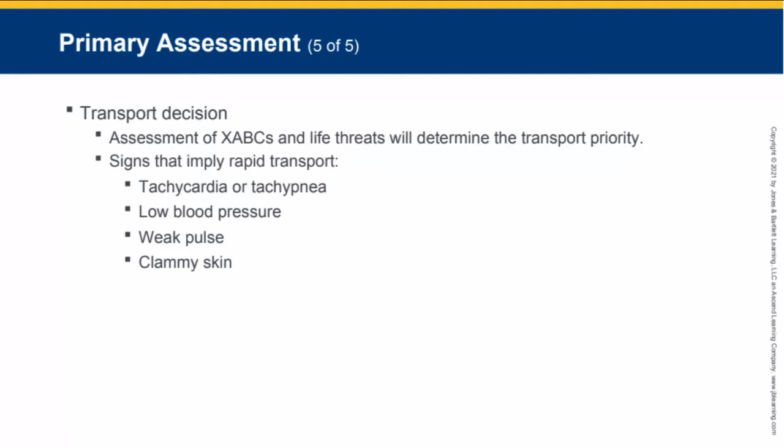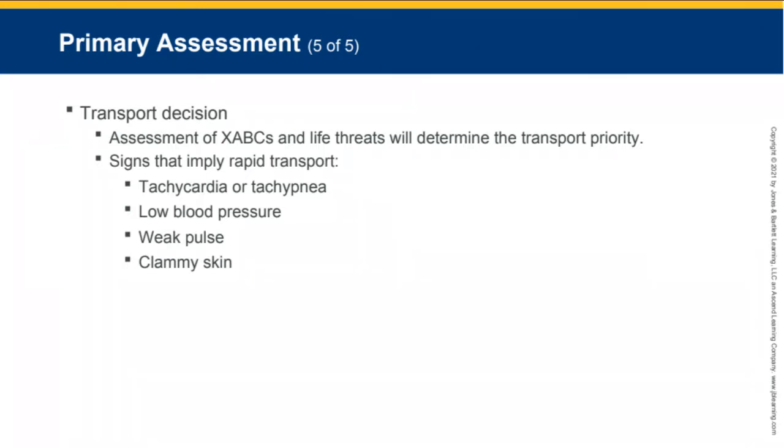So your assessment is XABCs, and that X means exsanguinating hemorrhage. For trauma patients, you need to look for signs of life-threatening bleeding. If present, you have to deal with that before you focus on ABCs. So assessment of XABCs and life threats will determine the transport priority. If there's excessive blood loss, if the airway is compromised, if breathing is compromised, whether it's ventilation, oxygenation, or respiration, if circulation is compromised, the patient requires rapid transport. This is not a stay and play patient.